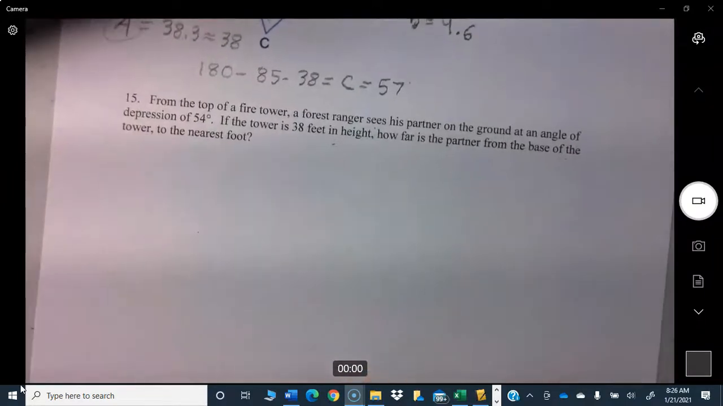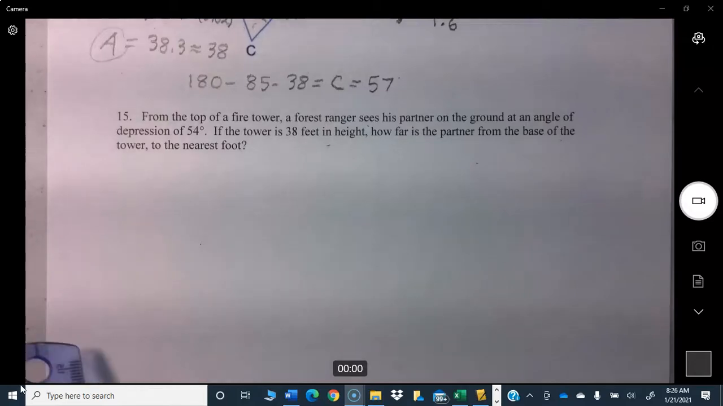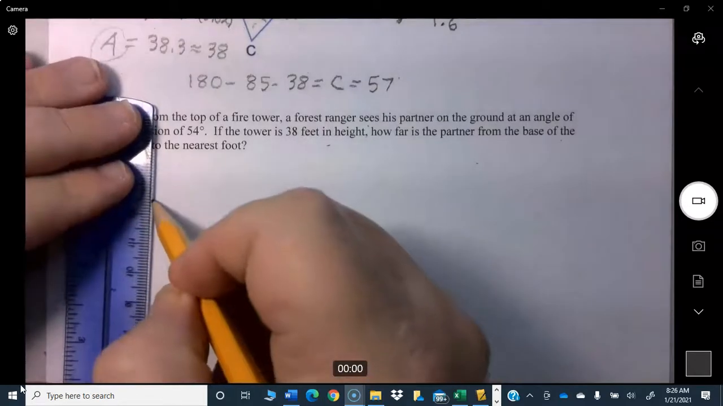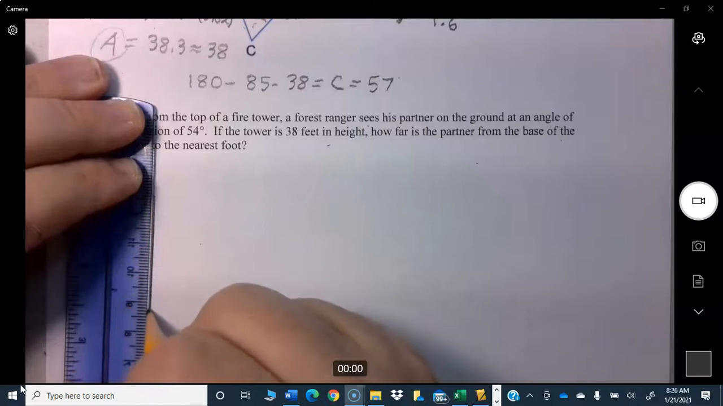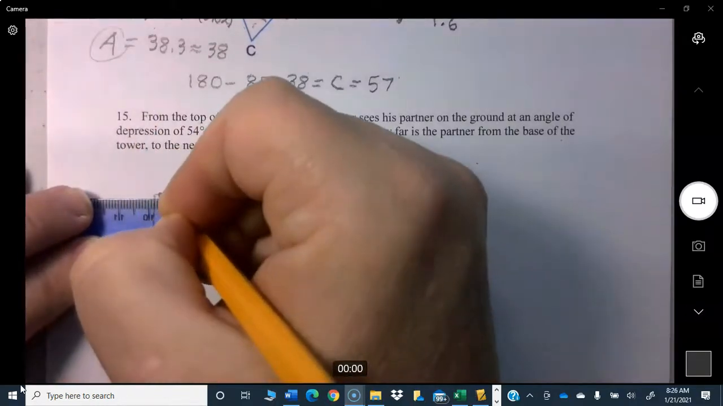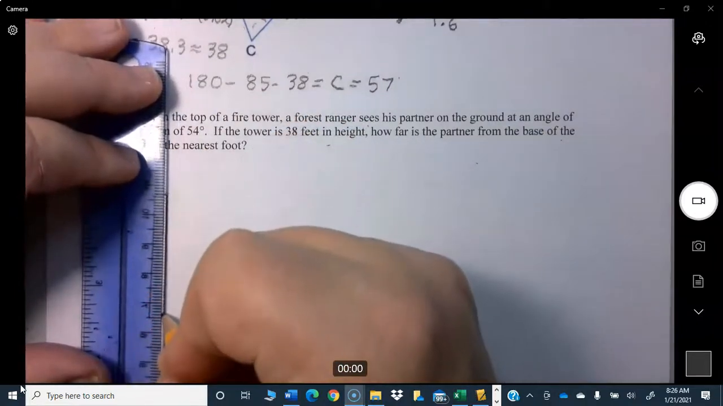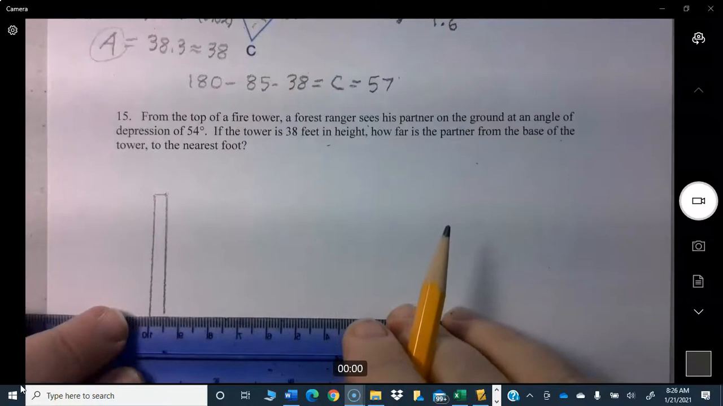All right, so from the top of a fire tower, a forest ranger sees his partner on the ground at an angle of depression of 54 degrees. If the tower is 38 feet high, how far is the partner from the base of the tower? So here's the tower. And here's the ground.